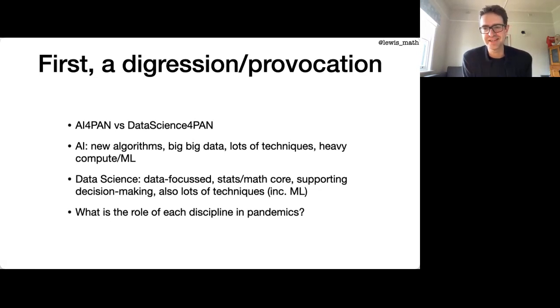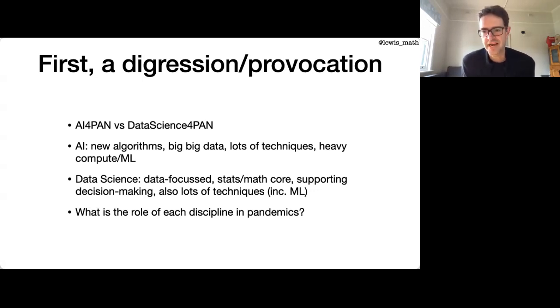So my question here is, what's the role of AI for pandemics versus data science for pandemics, versus machine learning for pandemics, versus mathematics and statistics for pandemics? To do that, I have to think about what I think is the difference between AI and data science, and I've written that on the slide here. I see AI as a catch-all term for a range of different techniques in machine learning and optimization and mathematics.